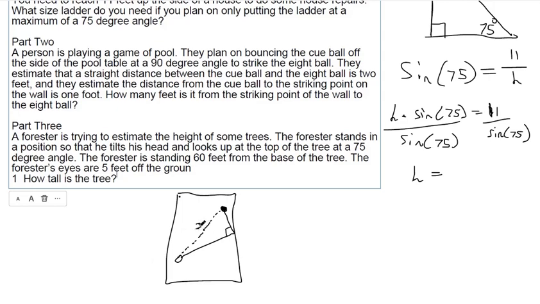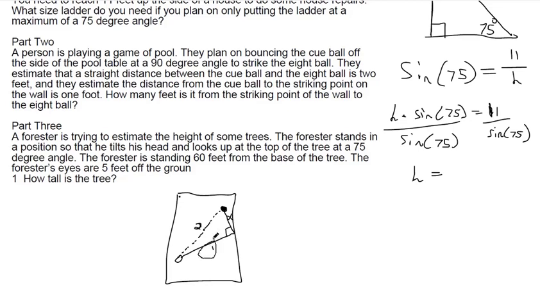Maybe they took out that pool stick and they knew something about the pool stick to help them measure. They estimate the distance from the cue ball to the striking point of the wall. So this distance right here is 1 foot. How many feet is it from the striking point of the wall to the 8 ball? So we need to know what this is. And so this one doesn't involve right angle trig. We don't have an angle other than the right angle. This one would be the Pythagorean theorem, that a squared plus b squared equals c squared.